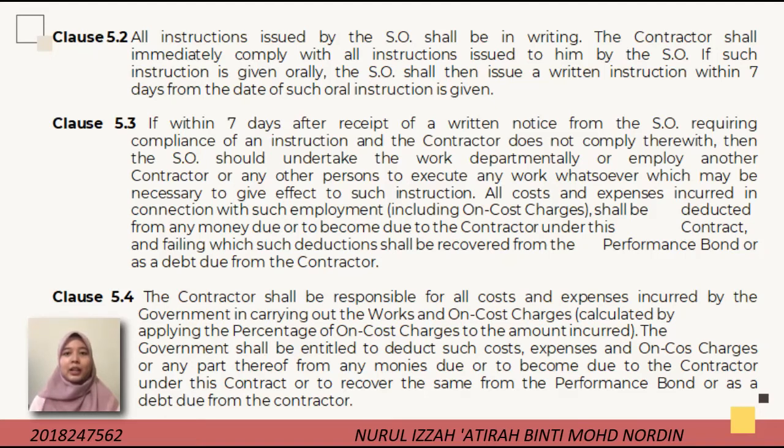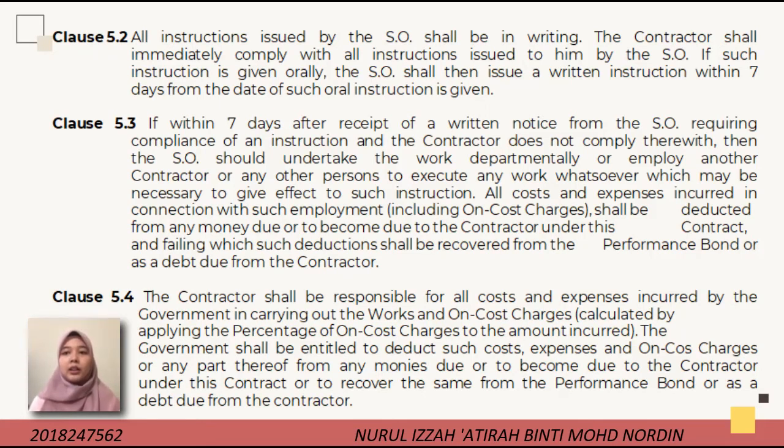All instruction issued by the SO shall be in writing. The contractor shall immediately comply with all instruction issued to him by the SO. If such instruction is given orally, the SO shall then issue a written instruction within 7 days from the date such oral instruction is given. If within 7 days after receipt of a written notice from the SO requiring compliance with an instruction the contractor does not comply with that, then the SO, without prejudice to any other rights or remedies available to the government under this contract, may undertake the work departmentally or employ and pay another contractor or any other person to execute any work whatsoever which may be necessary to give effect to such instruction.